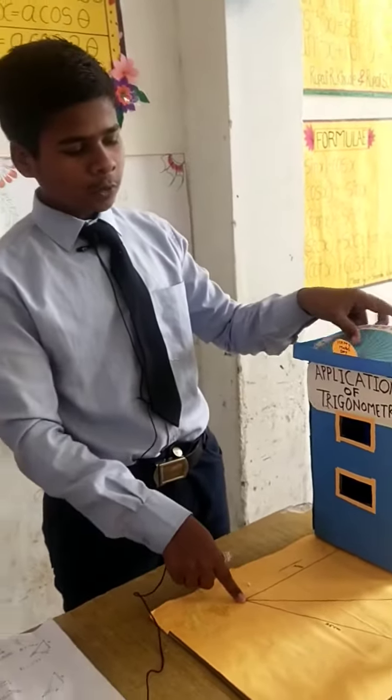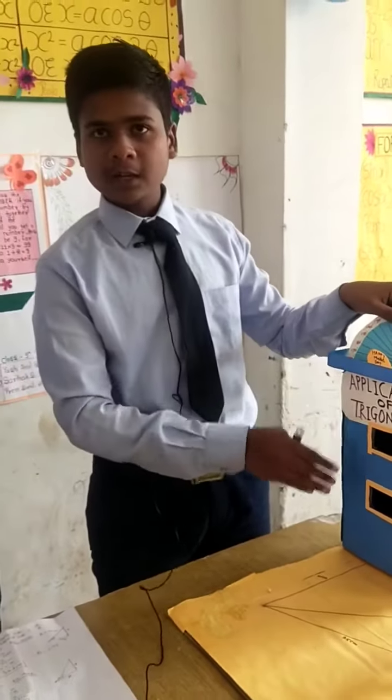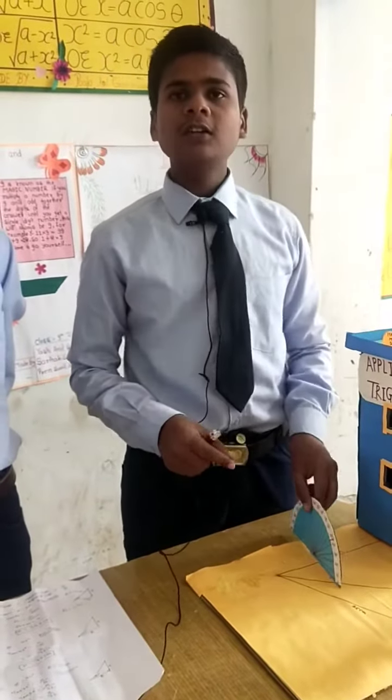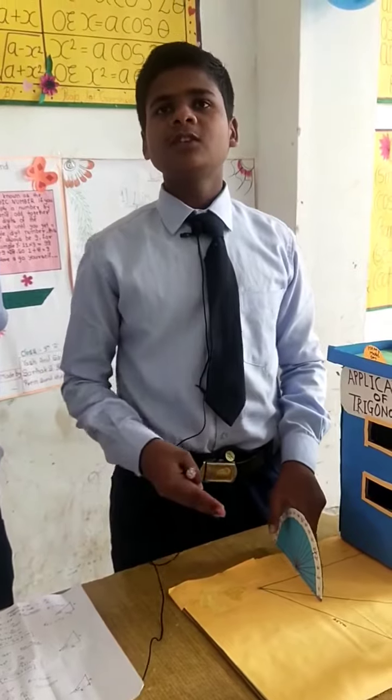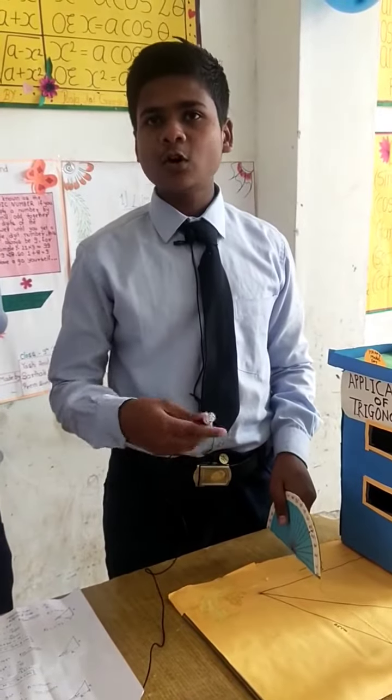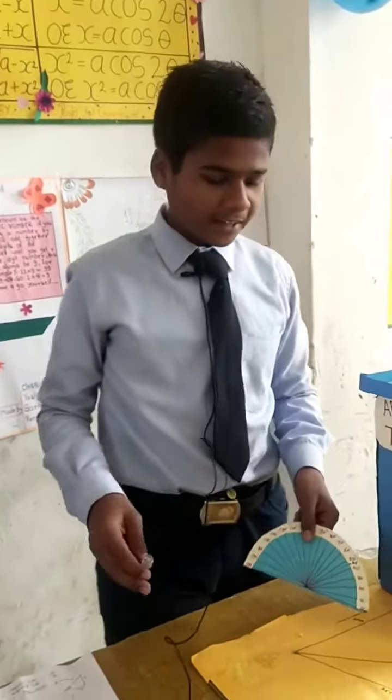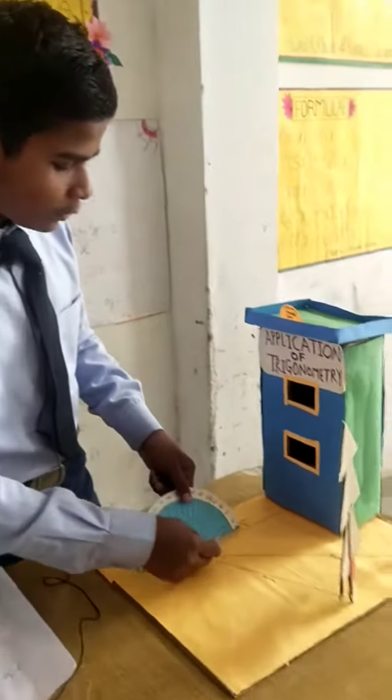First of all, we will calculate the height of this building from us, with the help of tan theta. The functions of trigonometry are sine, cos and tan. So for tan theta, we will now calculate the height of the building from us.